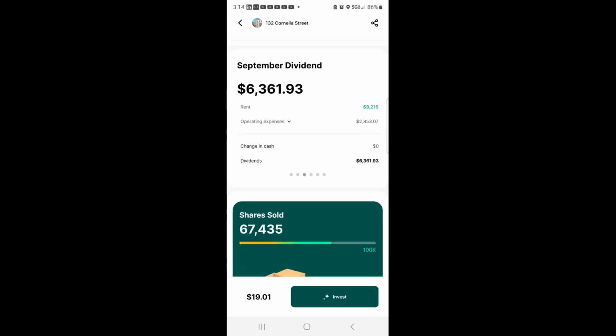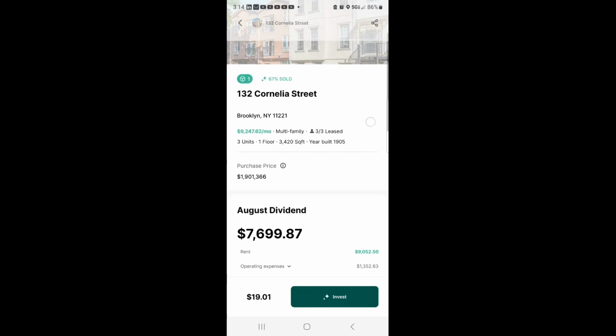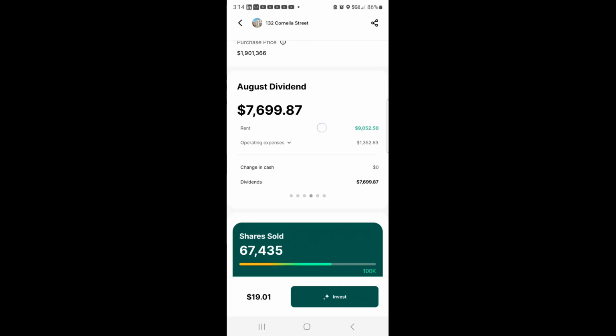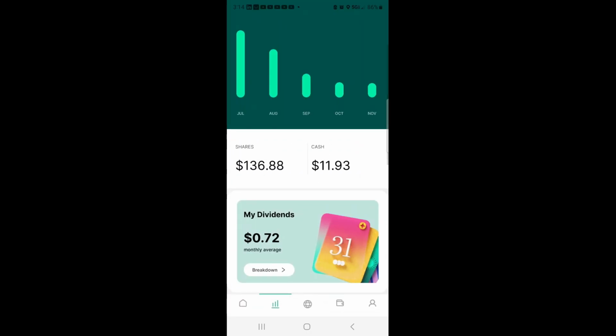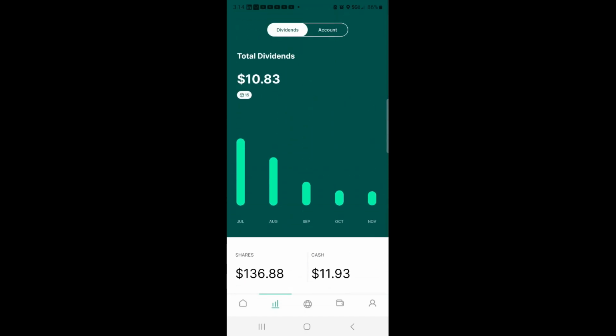In each particular one, it shows you, and even in the one that you particularly own, it still doesn't break down per share. Of course, you can check the dividend history and stuff, but even for the ones you own, it still doesn't show it here. I will say they do show the information on the website.